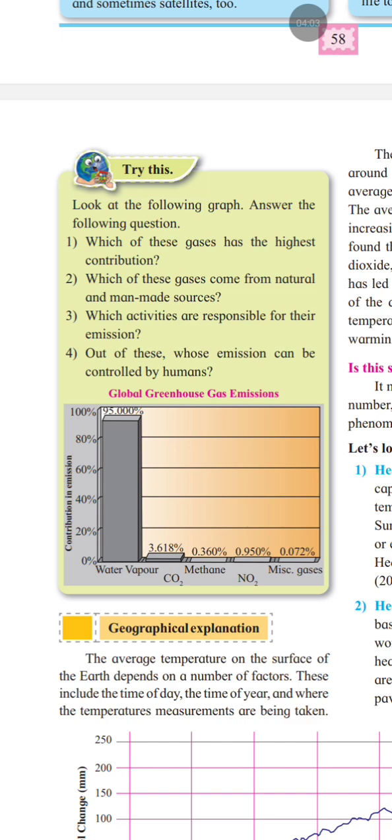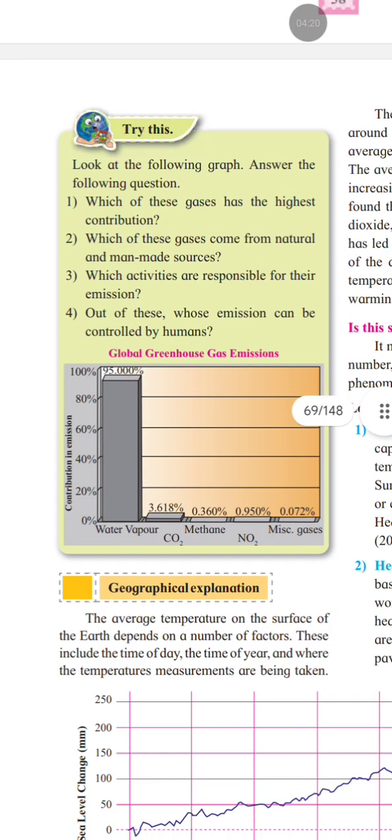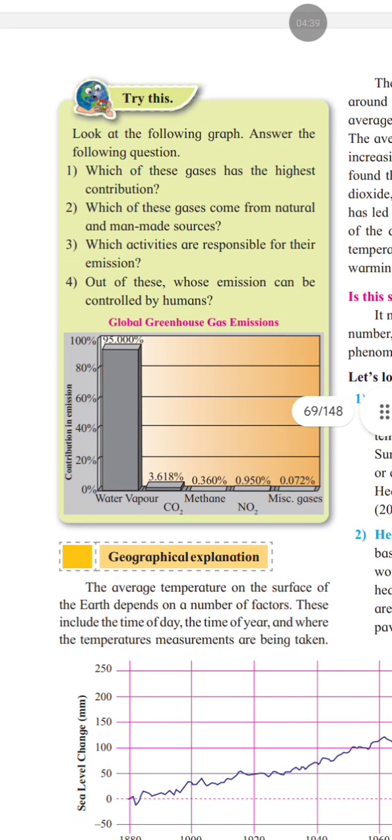Third question is, which activities are responsible for their emission? Activities responsible for CO2 emissions are burning fossil fuels such as coal, oil and gas, deforestation, industries, and transportation. Question 4 is, out of these, whose emission can be controlled by humans? Humans can significantly control CO2 emissions by reducing the use of fossil fuels, preventing deforestation, and using cleaner sources of energy.